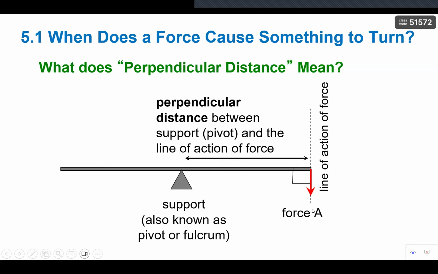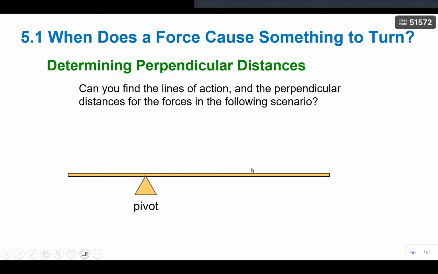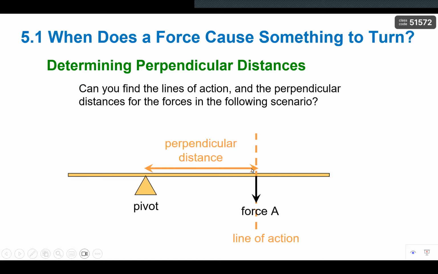So I draw my force line or my line of action of force, and it is 90 degrees to it and to the pivot. So this will be my perpendicular distance. I'm going to give you more examples. So for example, I have a force A over here. So this will be my line of action of force A, and my perpendicular distance will be over here. Perpendicular distance between the force, which is 90 degrees to the force, to the pivot.